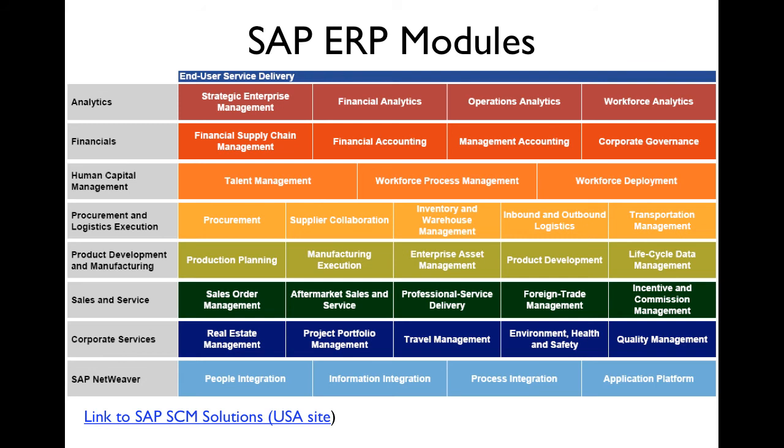So here's a screenshot of some of the modules that are in the SAP ERP system. And you can see the product development row right there in the middle, the kind of funky looking green. Production planning and manufacturing execution. That looks like some of the stuff that we just reviewed in an MRP system overall.